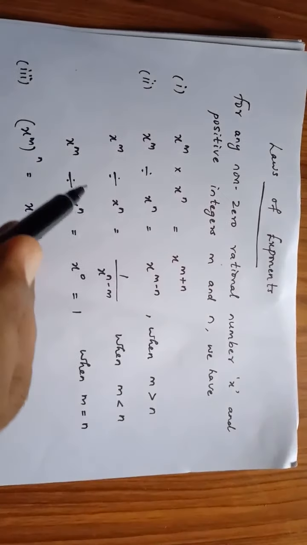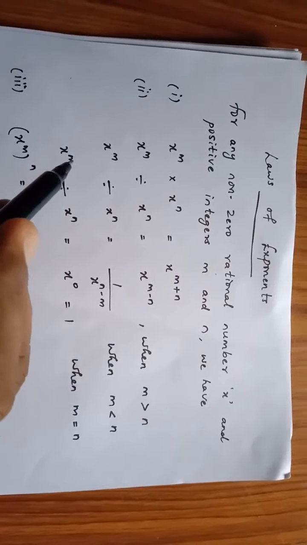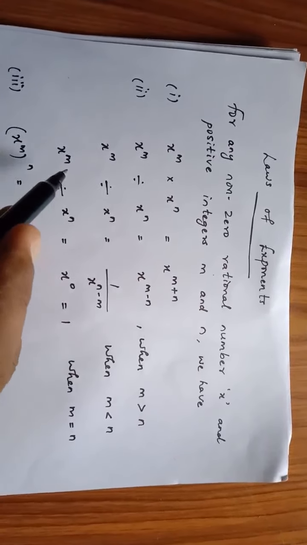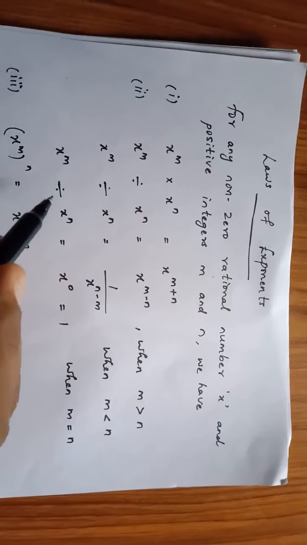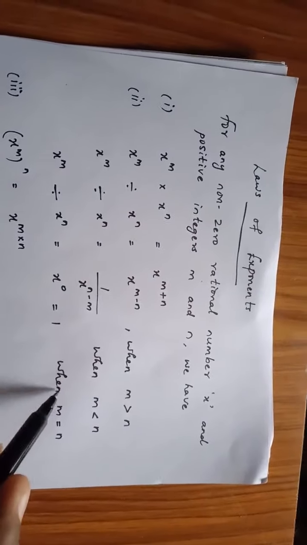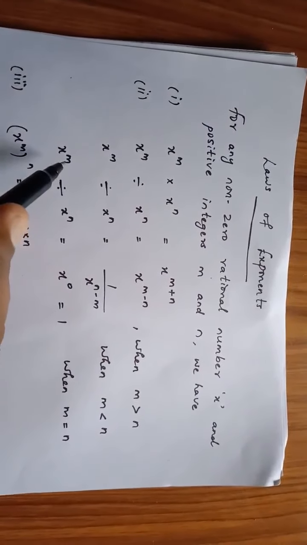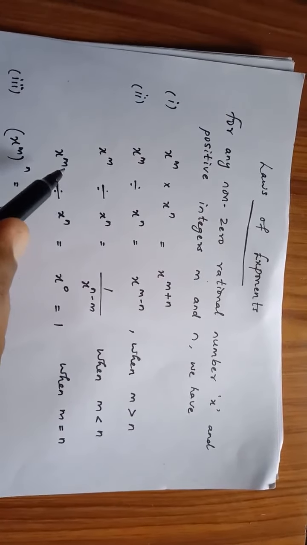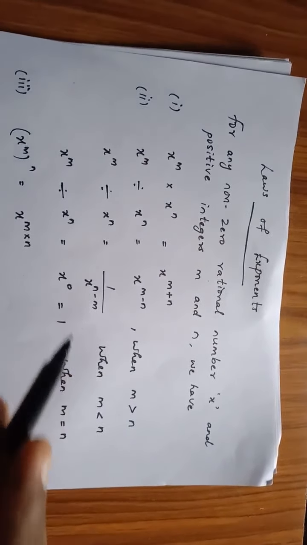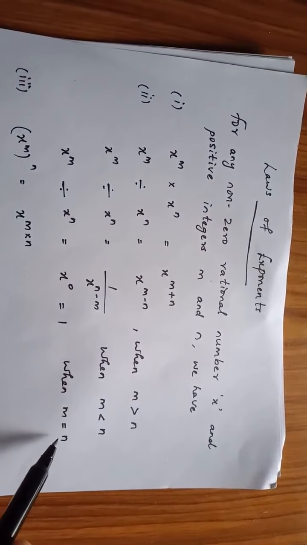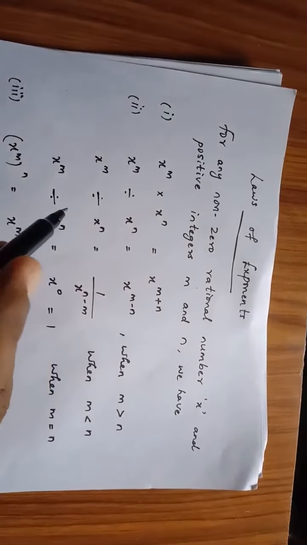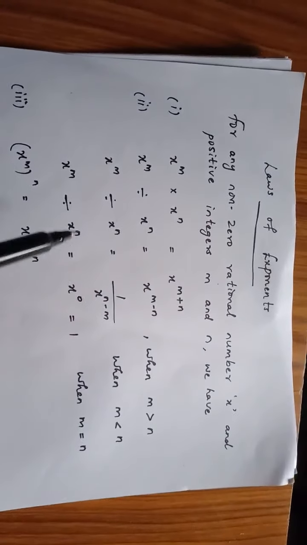And we can see that when we divide numbers with the same base and same powers. So here, given that we are going to divide x to the power m divided by x to the power n, the answer is equal to 1 when m is equal to n. Here the bases are the same, x, but the exponents are different, m and n. But when they become equal, that means when m is equal to n, then we can see that the answer will become 1.